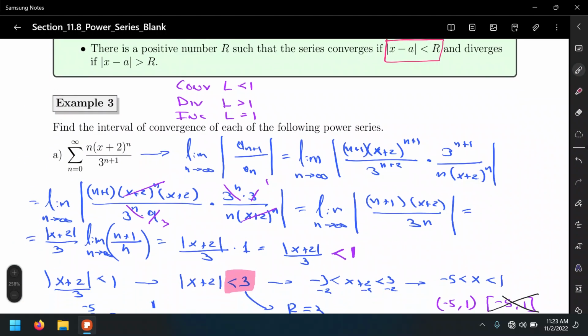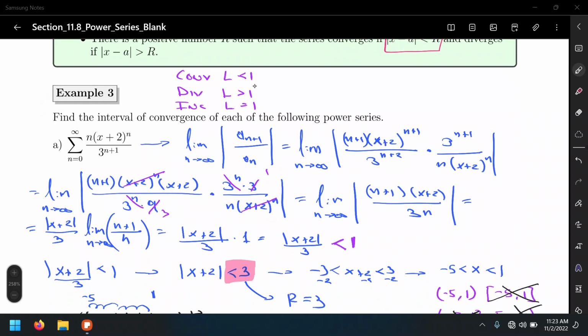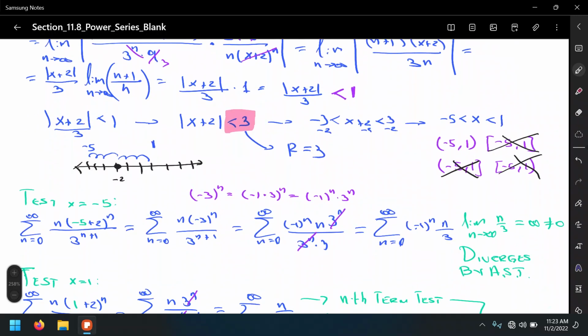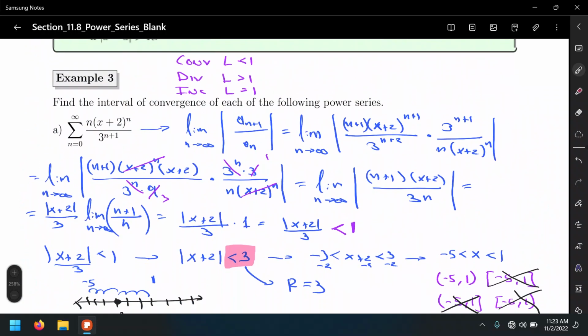So that's why I listed the conditions for the ratio test. Less than 1 would give us convergence, greater than 1 would give us divergence, right? So we want the interval of convergence. That's why we force it to converge by setting it less than 1. So we're looking for it to be less than 3.